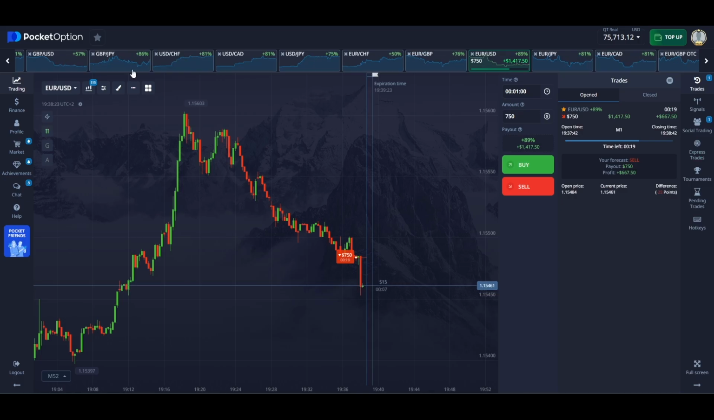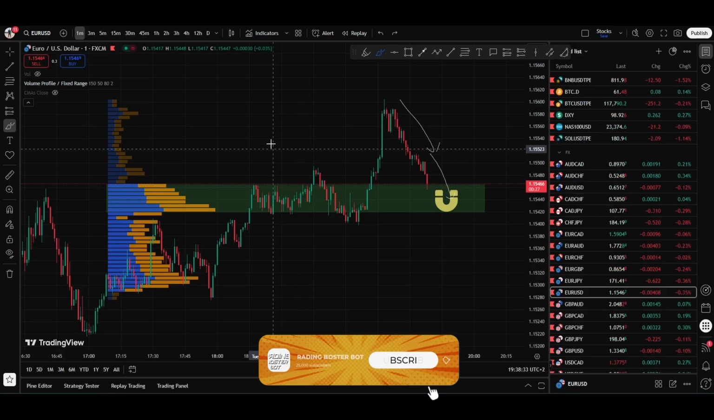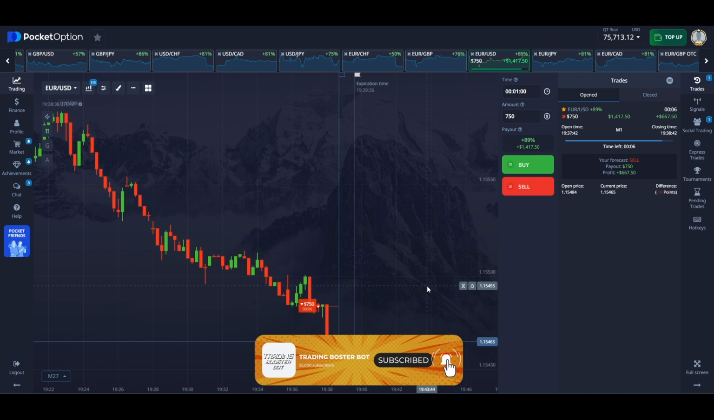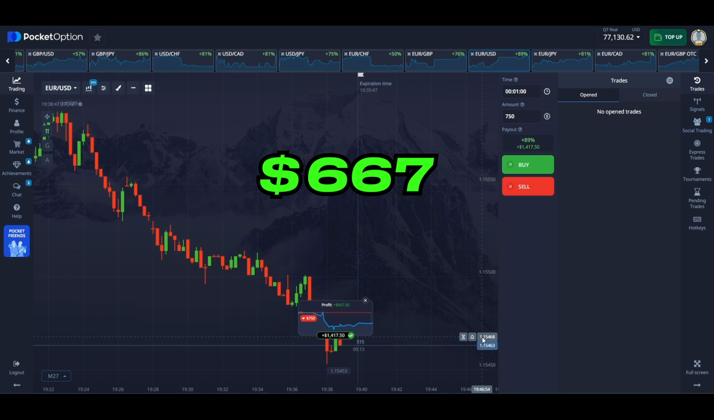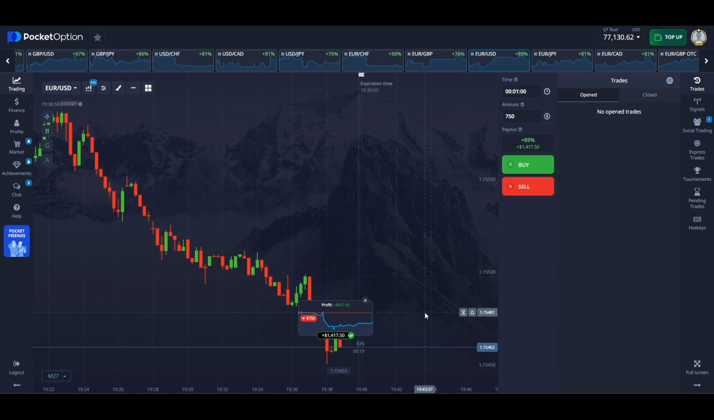The strategy with this indicator is actually very interesting, and it offers a lot of variety, which I'll show you in this video. It's a very reliable indicator, and even a beginner can figure it out. Just make sure to follow all the instructions from this video. Great. The first trade brings me a profit of $660. Not a bad profit. And let's take a look at another trade.